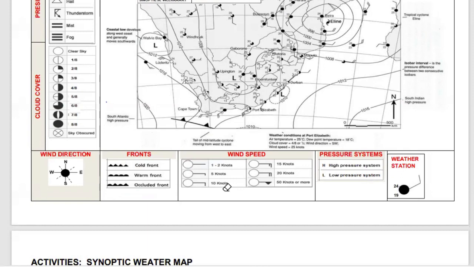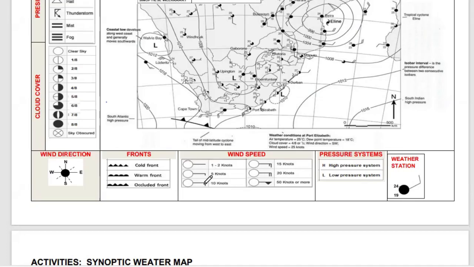So, indicating on the synoptic map, we tend to find that our knots are indicated at the end of the bar here. We have a circle, then we have a bar, then our wind speed is indicated at the end of the bar here, what we call the feathers of the bar here. Yes. So if it's 1 to 2 knots, there's nothing which is indicated there. At the end, it's just the bar which shows wind direction, and there's nothing. Then if there's 5 knots, you can see that there's half a feather at the end of the bar. And if there are 10 knots, there is 1 full feather at the end.